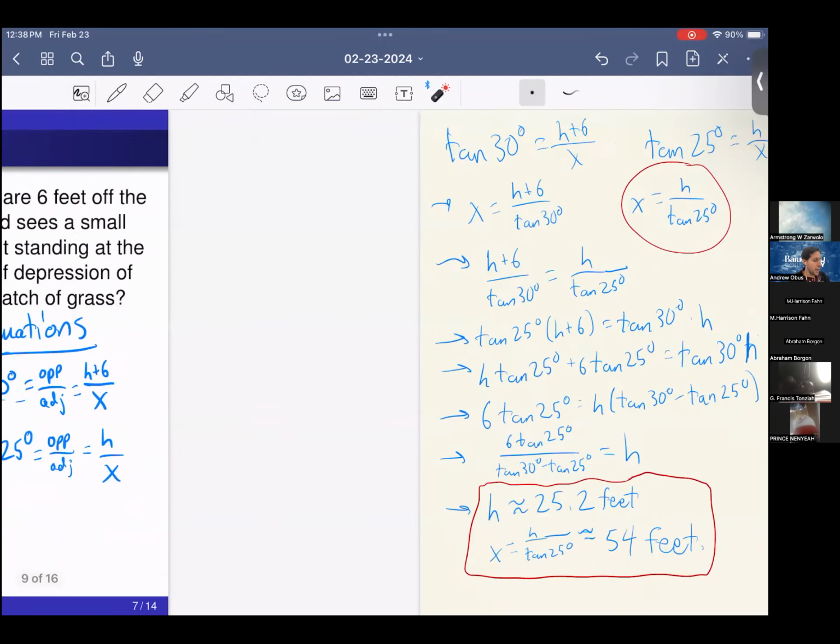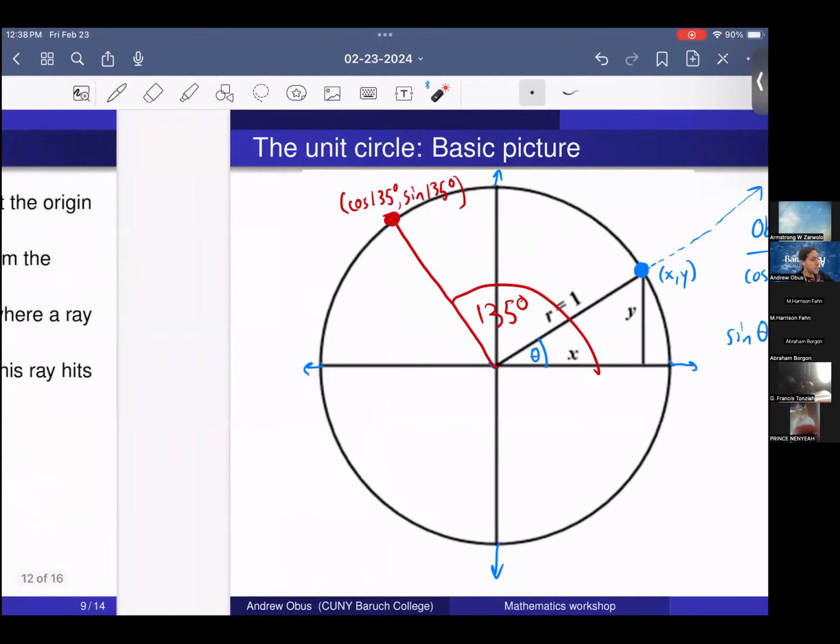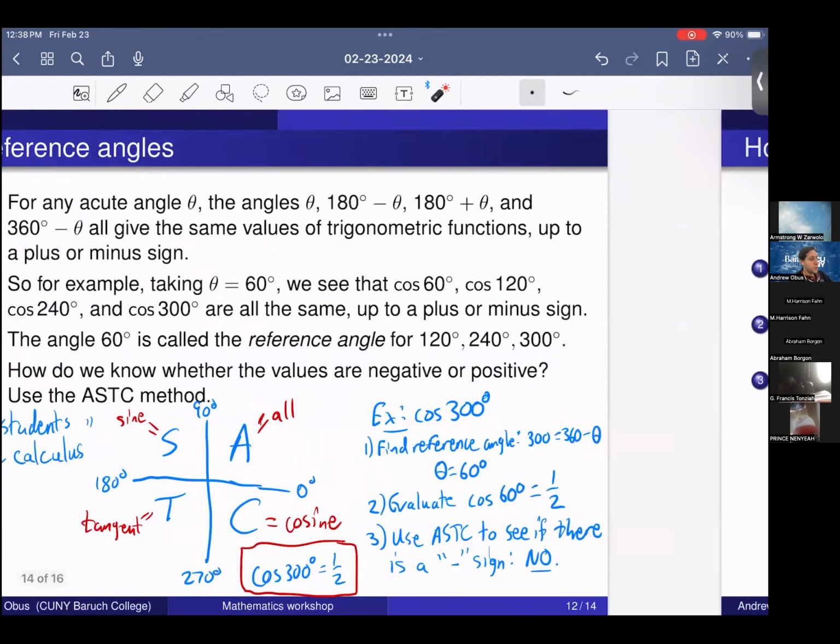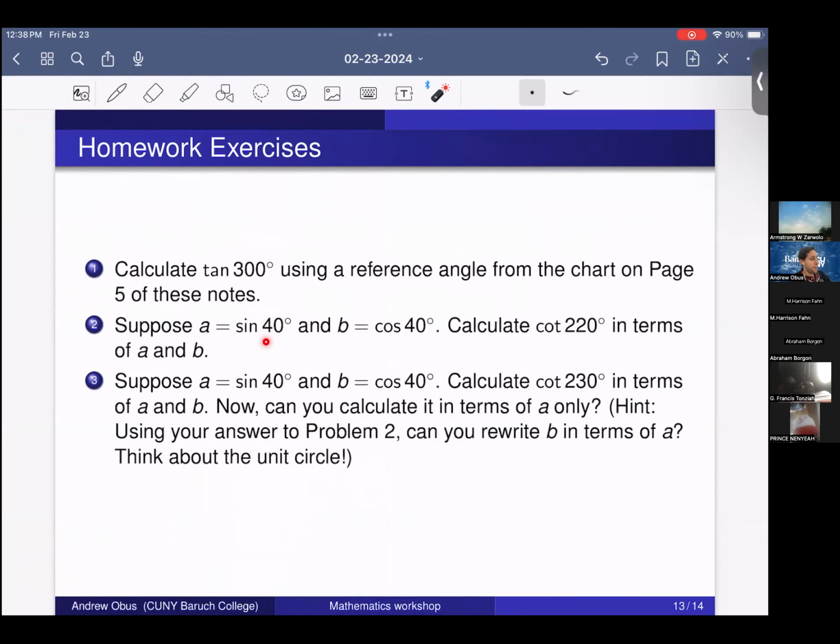The second exercise says, suppose A is sine of 40 degrees and B is cosine of 40 degrees. So then can you calculate cotangent of 220 degrees in terms of A and B? So you're doing this in terms of A and B. So this is a no calculator question.